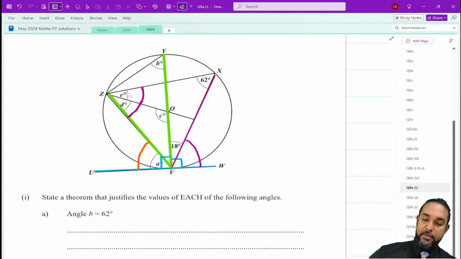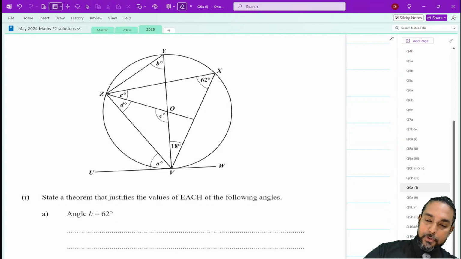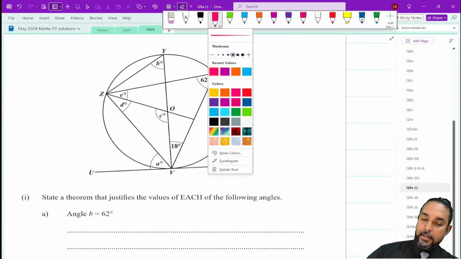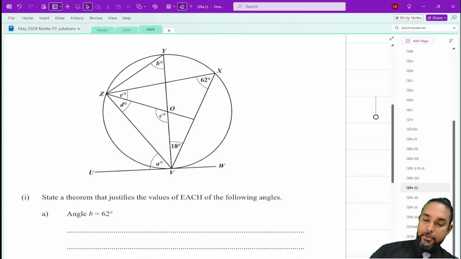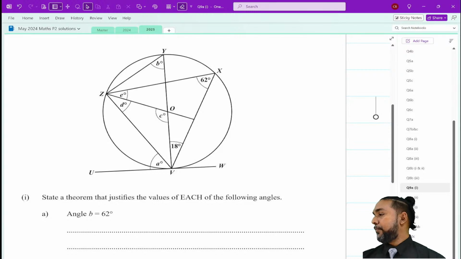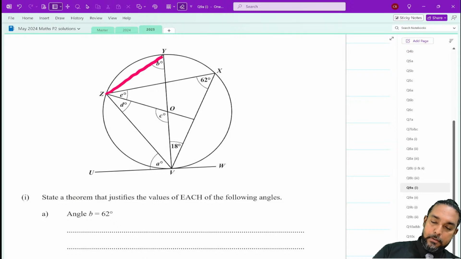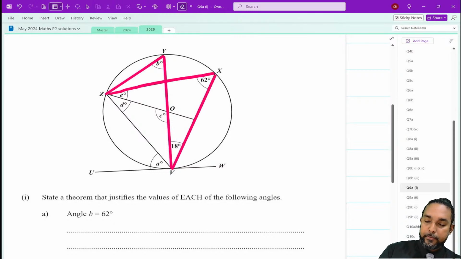Let's take out some of the colors that we have so we can see things a bit more clearly. Sometimes what helps is to thicken up some lines here. So where do we see another 62-degree angle anywhere in the question? By angle X. Let's highlight or overlay those lines so we can see the rule a little more easily.